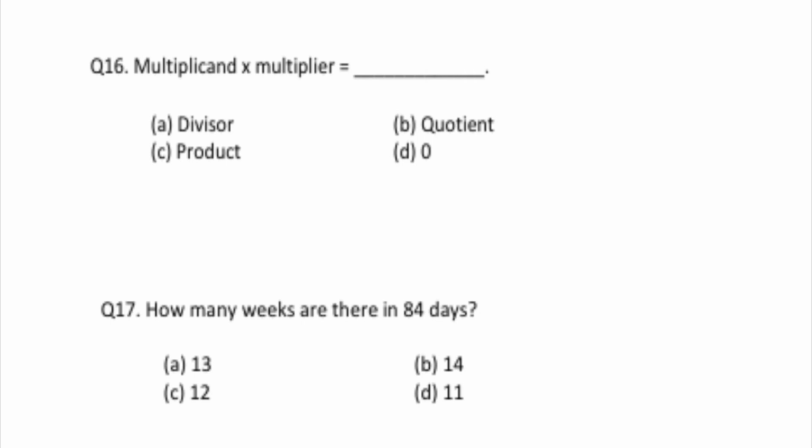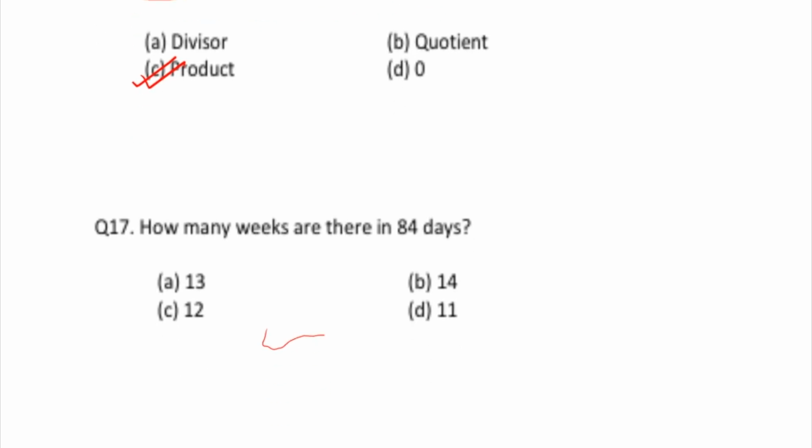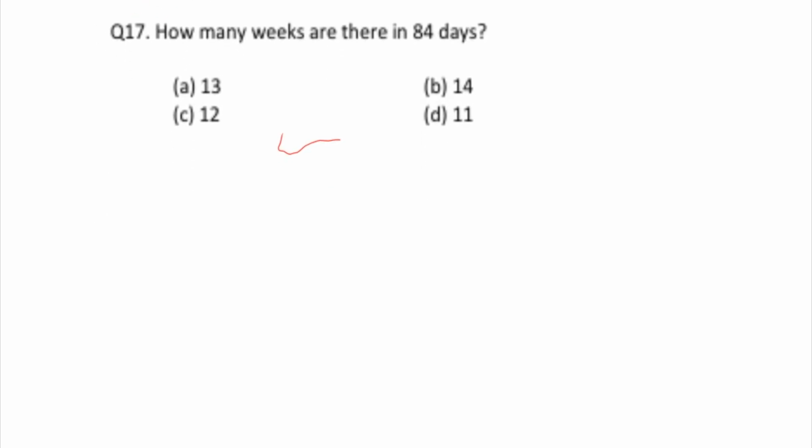Now question number 16. Multiplicand into multiplier is always the product. Okay, the answer is C. Now moving to question number 17. Question number 17 says, how many weeks are there in 84 days?